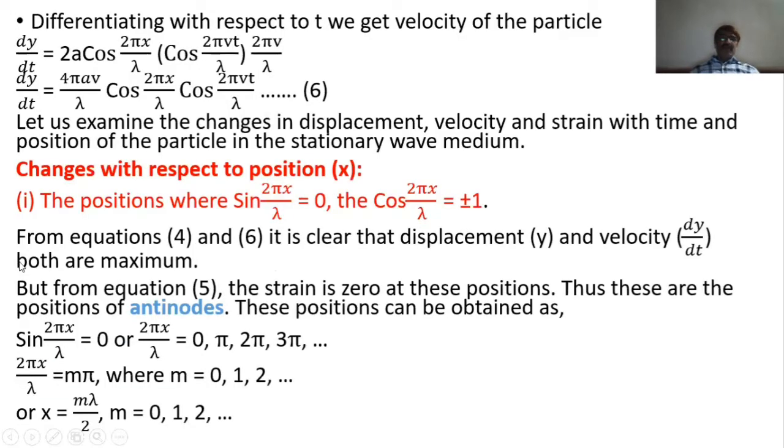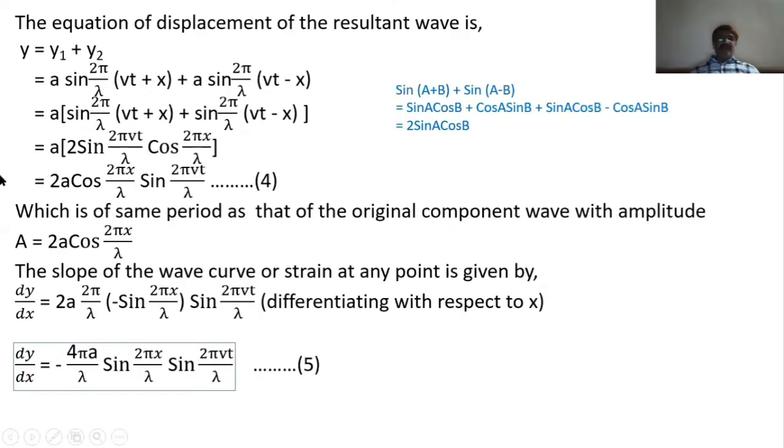Now, differentiating the same equation, that is equation 4 with respect to time. Equation 4 represents the resultant displacement, and if we differentiate the displacement with respect to time, we get the resultant velocity, the velocity of the particle. That will be simply equal to, so here, differentiation with respect to t, this 2a cos 2 pi x by lambda remains invariant, so only this will change.